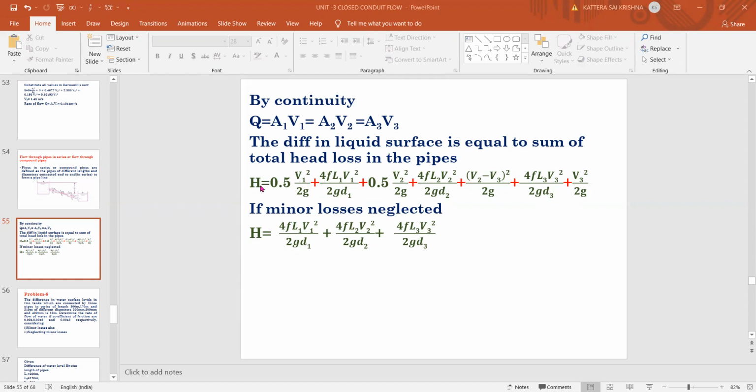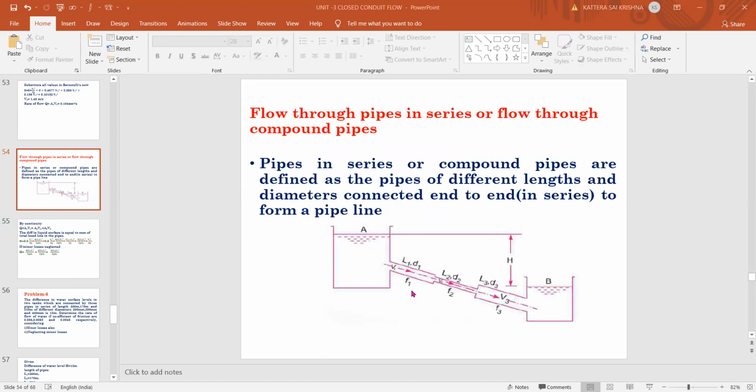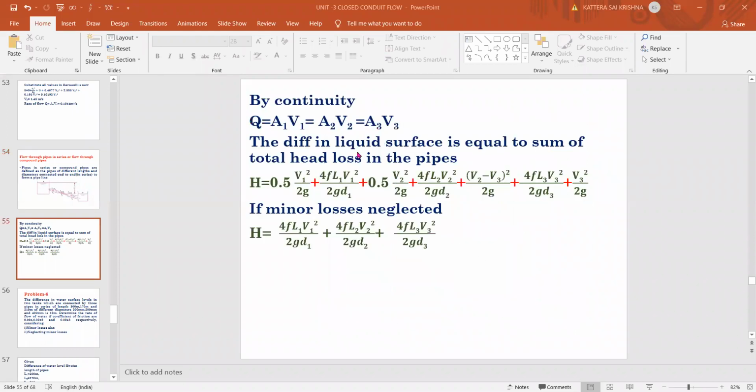Okay. So this H is nothing but the difference of head levels in the reservoirs, which is given to us. Right. Suppose in some problems they ask to find only the loss because of the friction. So what we will do at that time, we can neglect the minor losses. So you'll get only frictional loss in section 1, frictional loss in pipe 2, frictional loss in pipe 3. So with the same condition, capital H is equal to the frictional loss in the first pipe, the second pipe, and the third pipe. So H is equal to this formula when we are neglecting the minor losses.